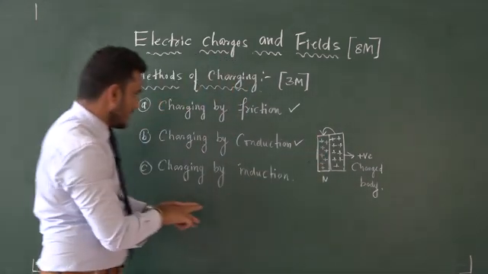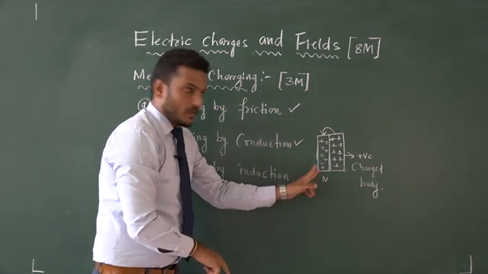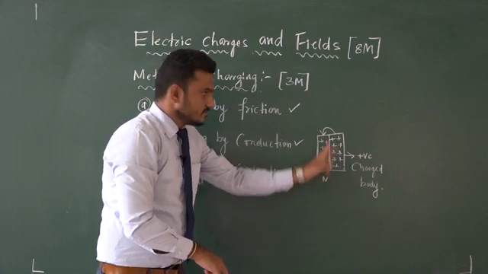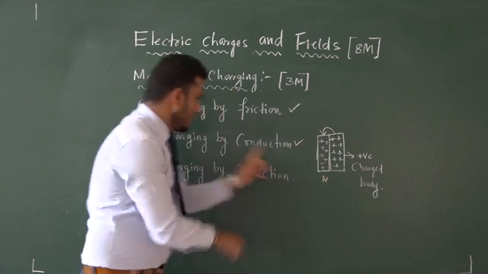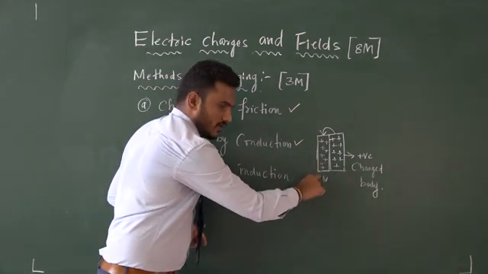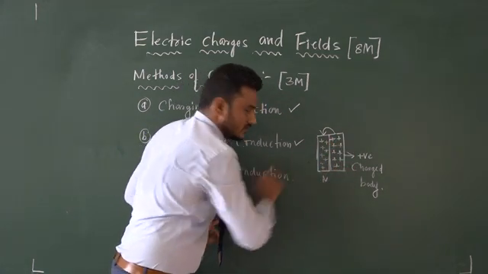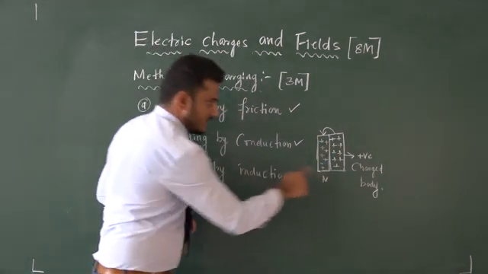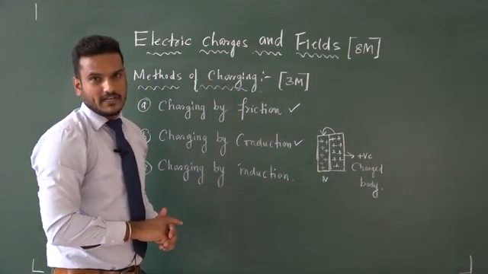I repeat the statement again, charging by conduction. When the neutral body is brought near to the charged body and made to physically contact it, the charge flows from the charged body to the neutral body due to conduction. So the charge acquired by the neutral body is the same as that of the charged body. Here we consider a positively charged body, so the neutral body acquires positive charge only. If I consider a negatively charged body, then the neutral body acquires negative charge.